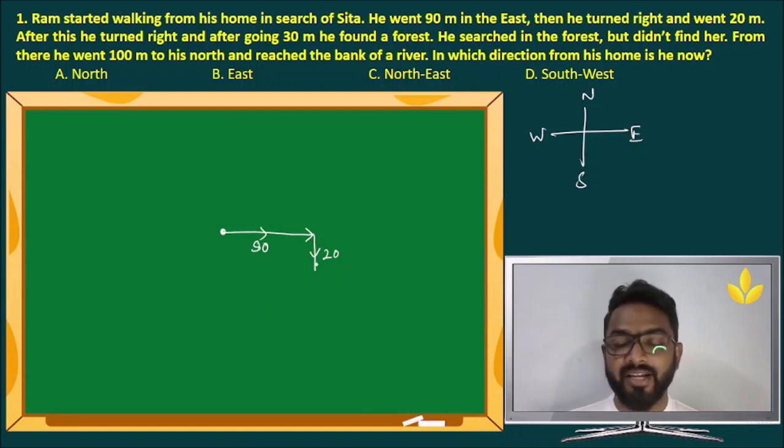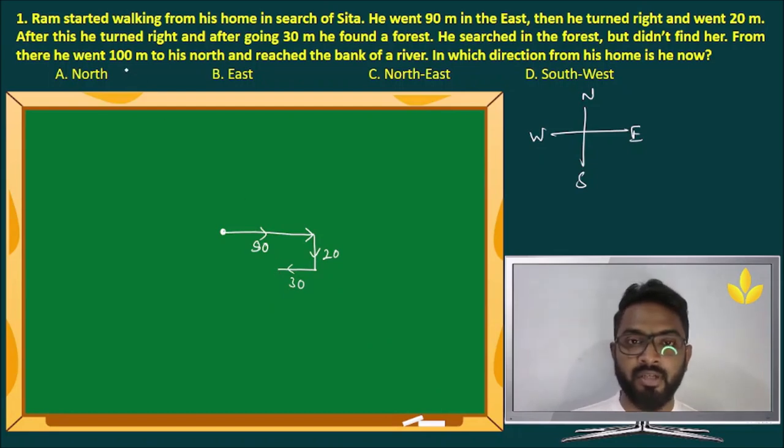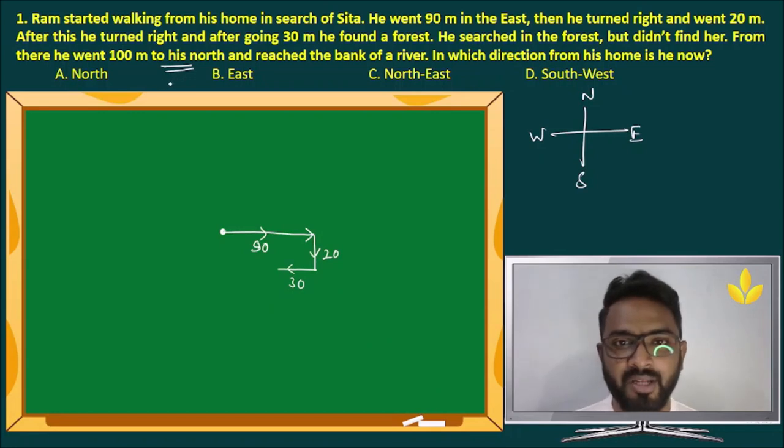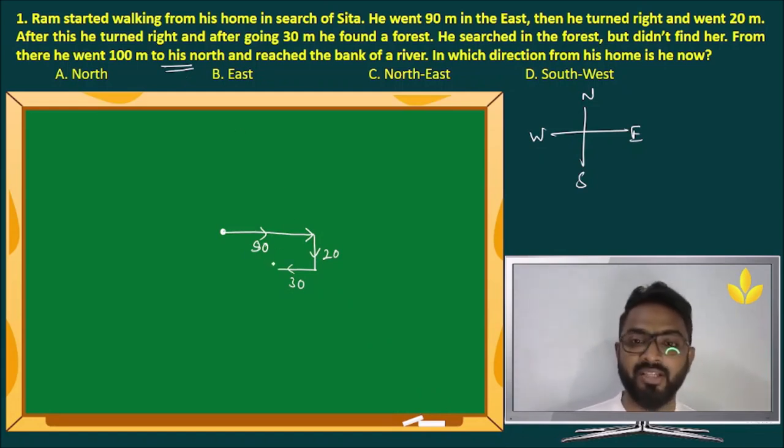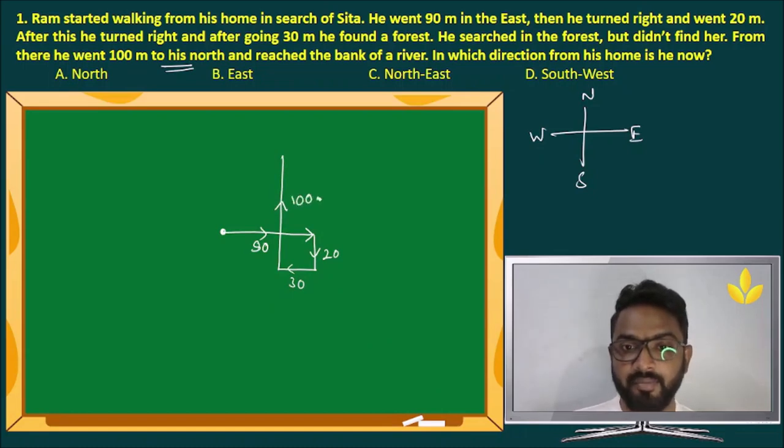And then he turned right. If he's facing south, obviously his right is our left, because he's facing the opposite direction to us. So his right is towards our left. This much is 30 meters. He found a forest, he didn't find her. Then he went 100 meters to his north. This is where most of the people have their doubts. What do you mean by his north, your north, my north? Always remember, everybody's north is the same north, that is up. This is 100 meters.